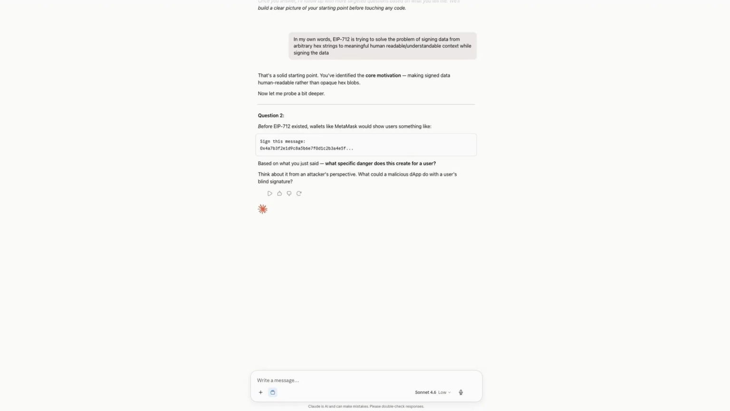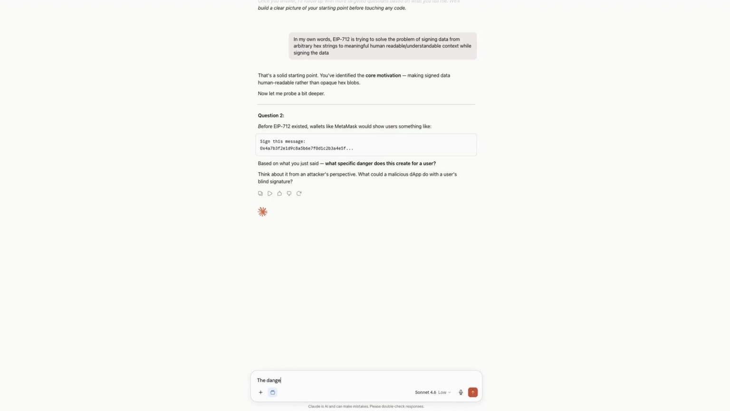So the core motivation is making signed data human readable rather than opaque hex blobs. Before EIP-712 existed, wallets like MetaMask would show users something like "sign this message." Based on what you just said, what specific danger does this create for a user? So if a user gets only this message, that is sign this message, and opaque hex blobs, what dangers does this create for a user?